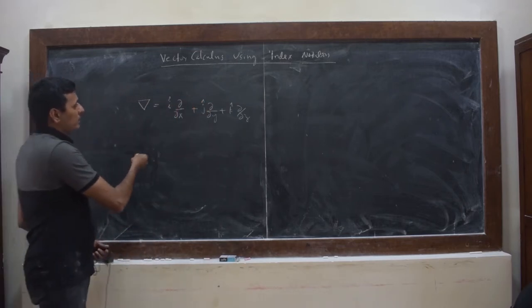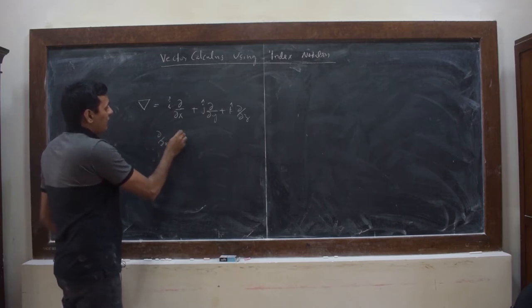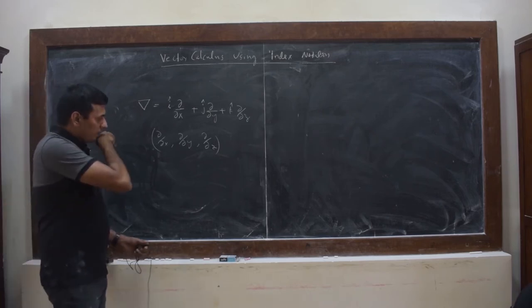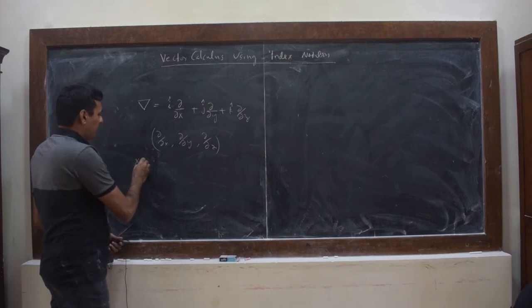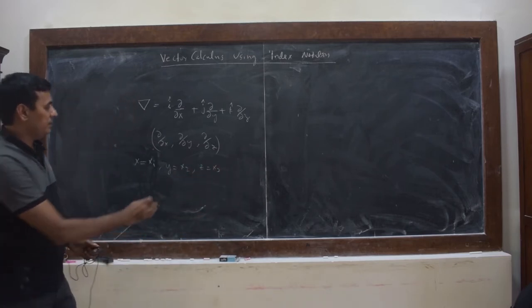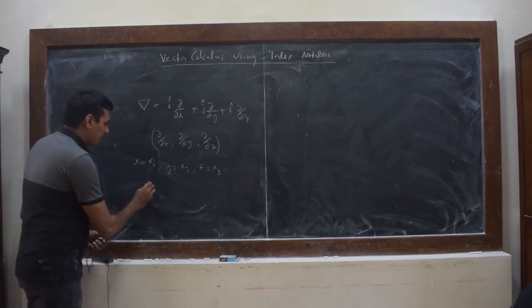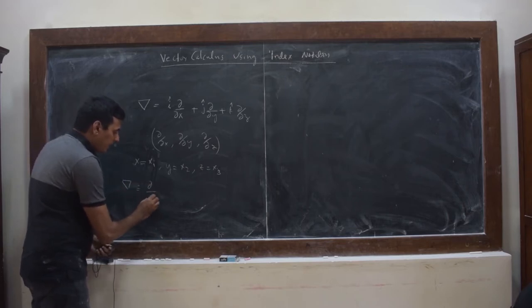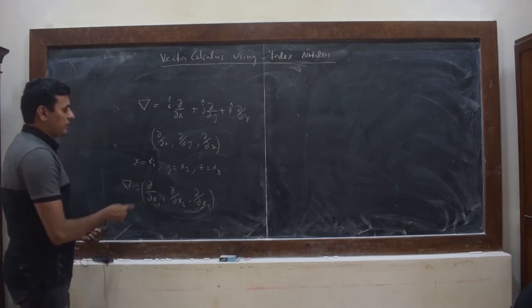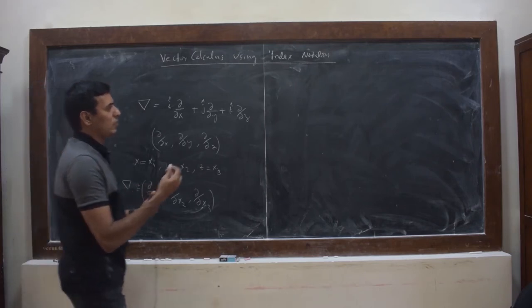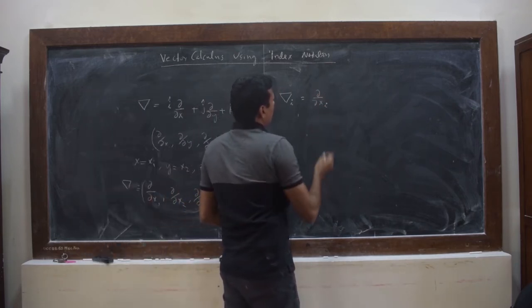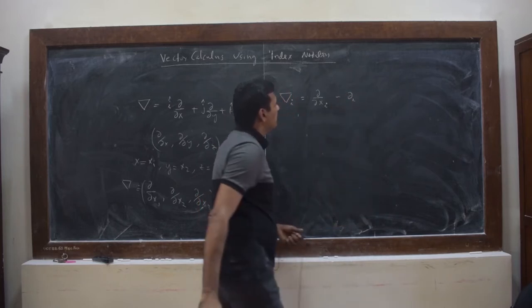If you take the components of this, you will get del by del x, del by del y and del by del z. These are the components of the gradient operator. In our notation, you can denote x as x1, y as x2 and z as x3. You can then write the components as del by del x1, del by del x2, and del by del x3. The ith component of the operator is basically del by del xi, or in a compact notation, del i. Del i means del by del xi.